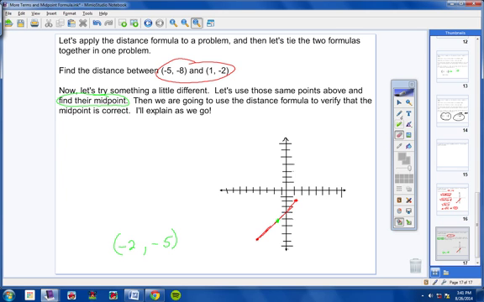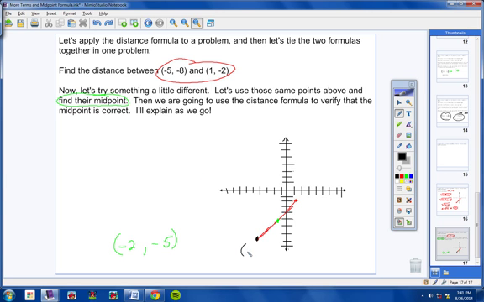If this point right here is truly the midpoint, which it is, then that means the distance from here to here should be the same as the distance from here to here. So let's check it and see. Look what I'm going to do. Are you ready? Watch this carefully.